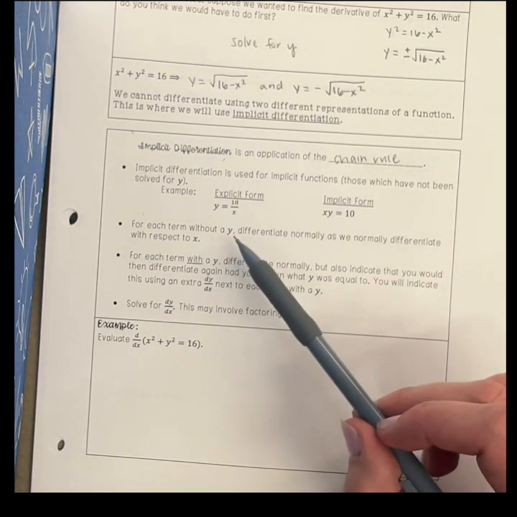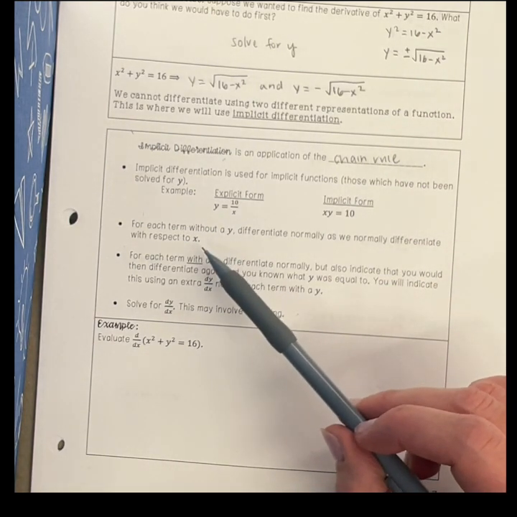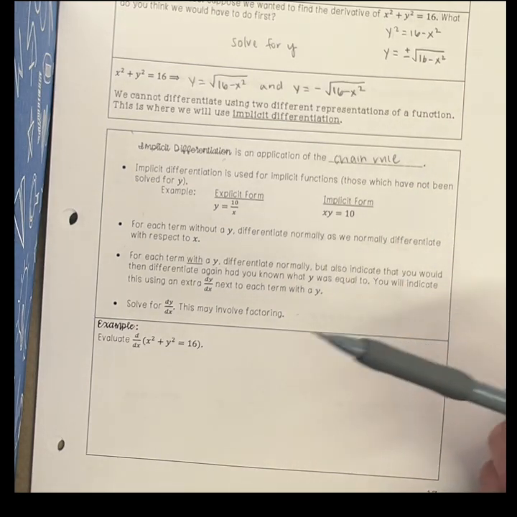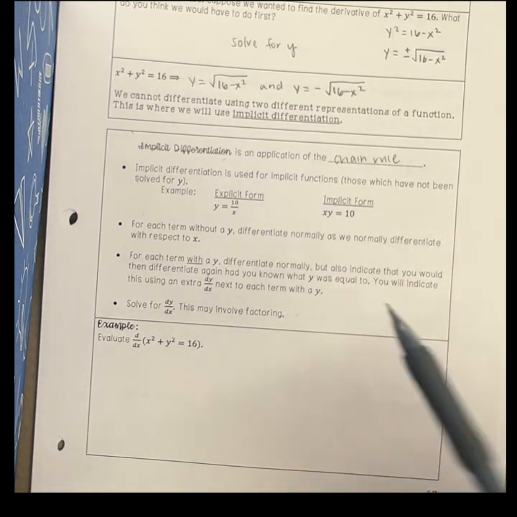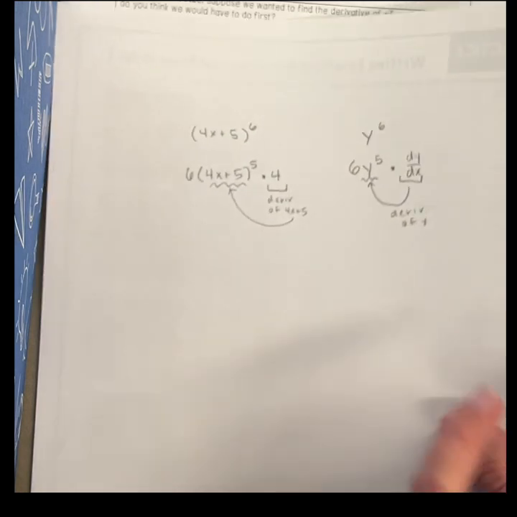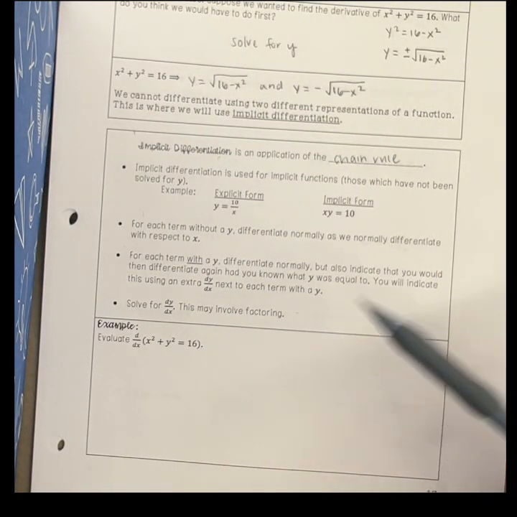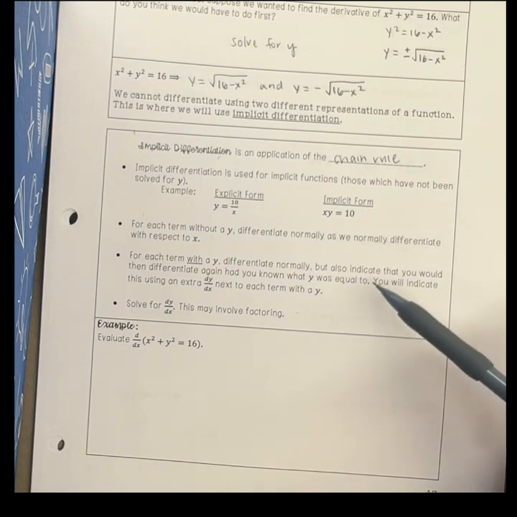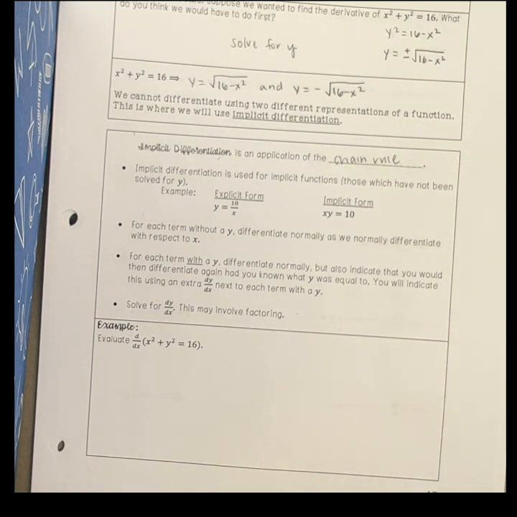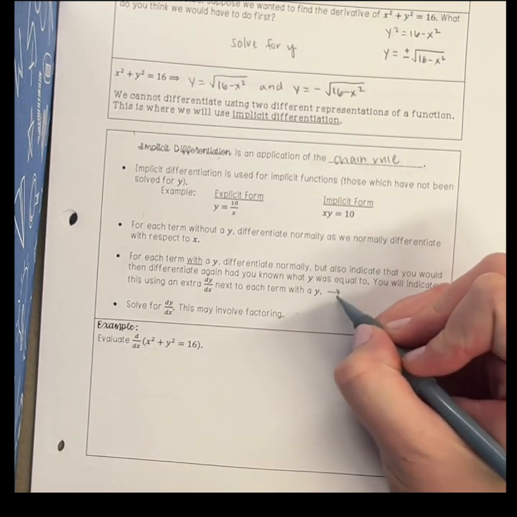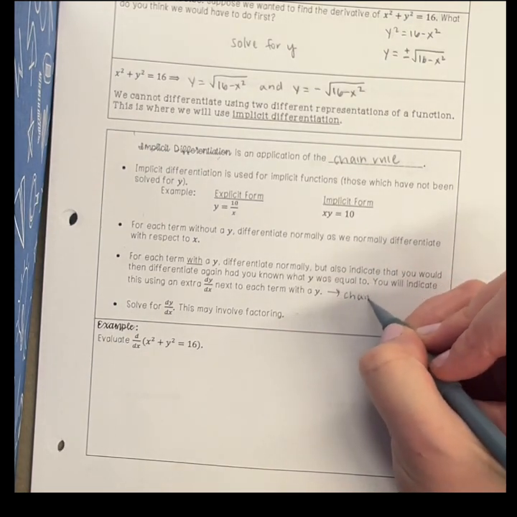So for each term without a y, we're just going to differentiate normally. So if this was just x to the 6th, we would be fine. For any term with a y, like y to the 6th, we're going to differentiate normally, 6y to the 5th, but we would also indicate that we would differentiate again had we known what y was. So this is all coming back again to the chain rule.